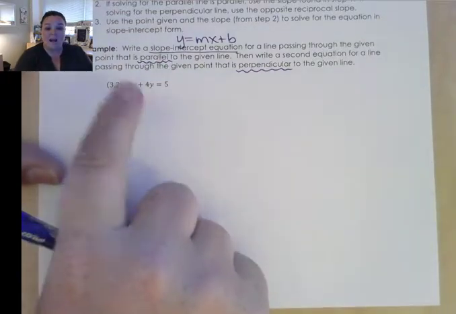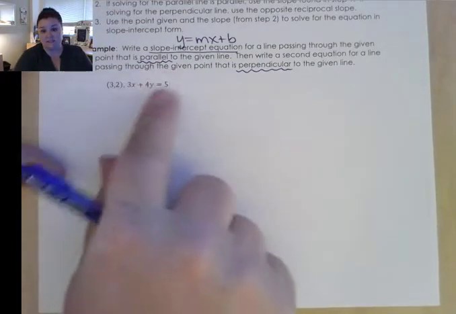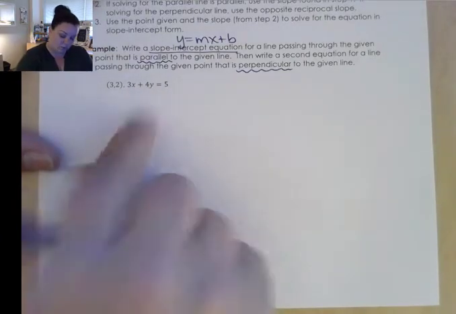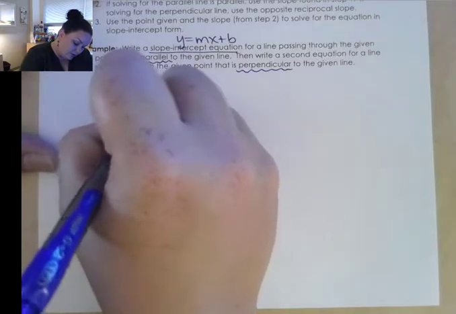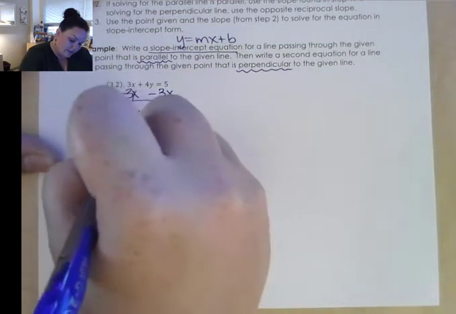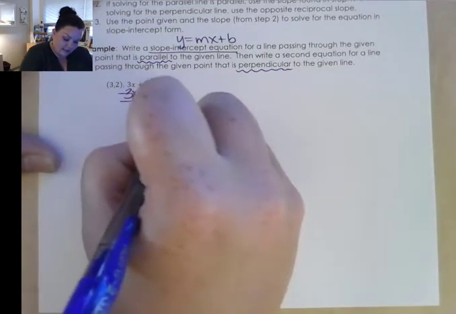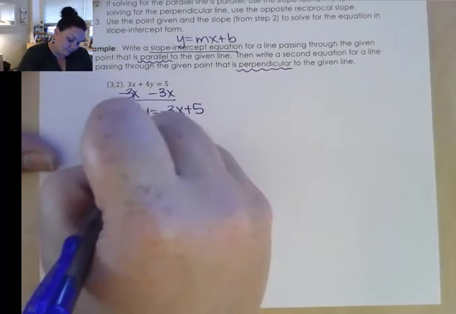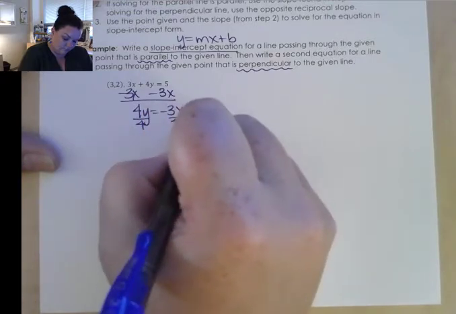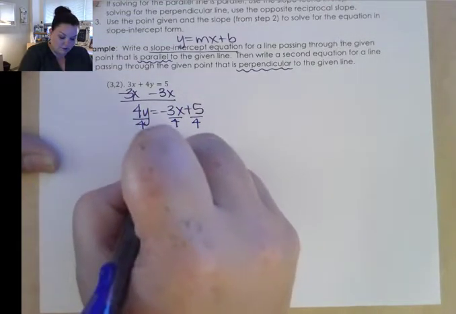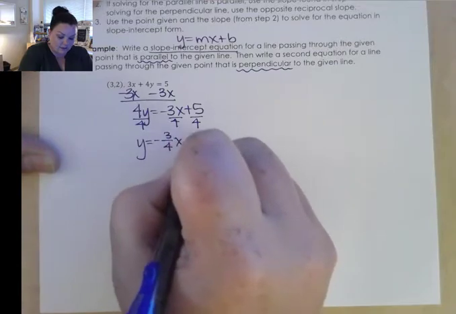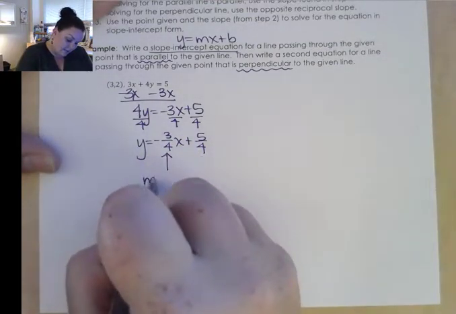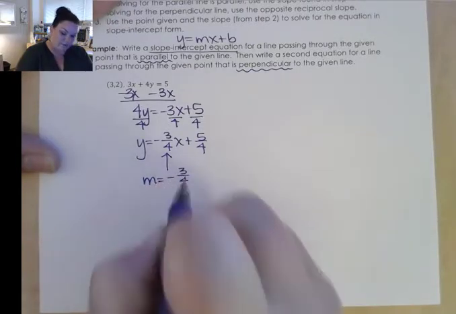Okay. So either way, I first need to figure out what is the slope of this line so I can figure out what the slope of my line is going to be. So I need to solve this for y. So I'm going to subtract 3x from both sides. So I end up with 4y is equal to negative 3x plus 5. And then I divide off the 4. So that gives me y is equal to negative 3/4 x plus 5/4. So I can see the slope of this line is negative 3/4.